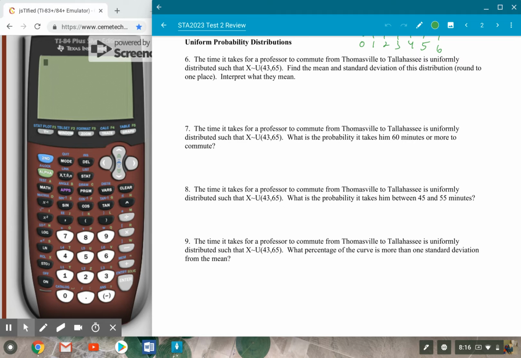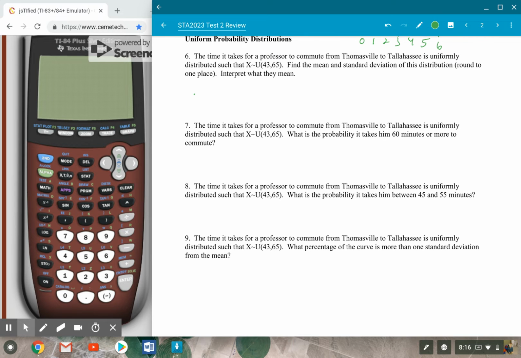I want to find the mean and the standard deviation of this distribution, and we'll round to one place for ease, and we'll talk about what these mean. So for the uniform distribution, you'll have these formulas as well, but your mean, your mu, is A plus B divided by 2. Mu is A plus B over 2.